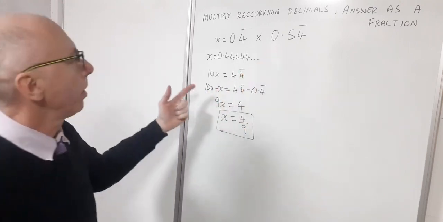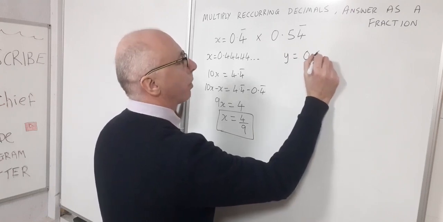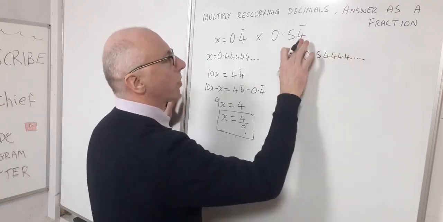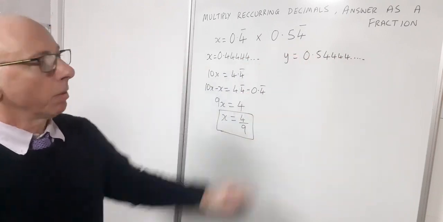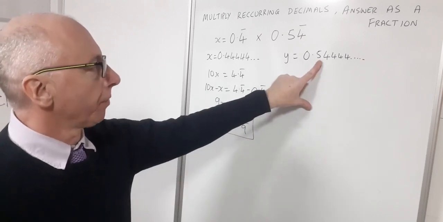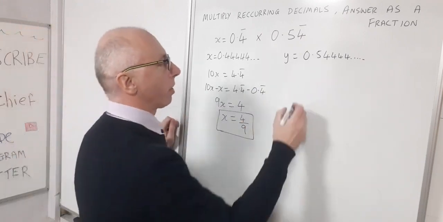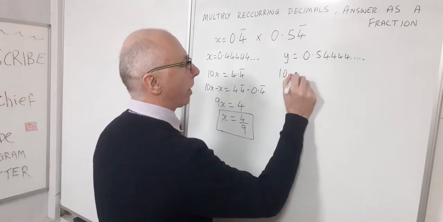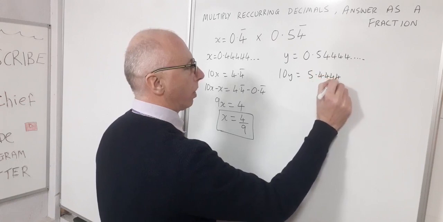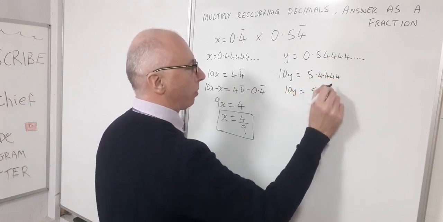Now what about this one? So this time if I let this one equal y, I've got 0.5444. This time it's just the 4 that's recurring, not the whole decimal. So this is the 5 on its own. So now what I want to do is try and multiply this by 10 to get the 4 recurring on its own. So now if I do 10y equals 5.444, or 10y equals 5.4 recurring.